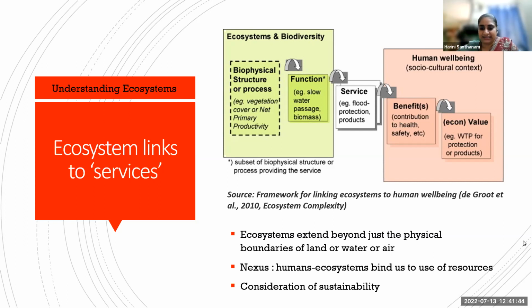So now we understand that ecosystems extend beyond the biological, physical, and chemical boundaries. They are actually the nexus of how humans and ecosystems interact with each other and how it binds us to the use of natural resources. So the core concept of sustainability is developed from understanding not just the physical structure, process, and functions of ecosystems, but also their services component.